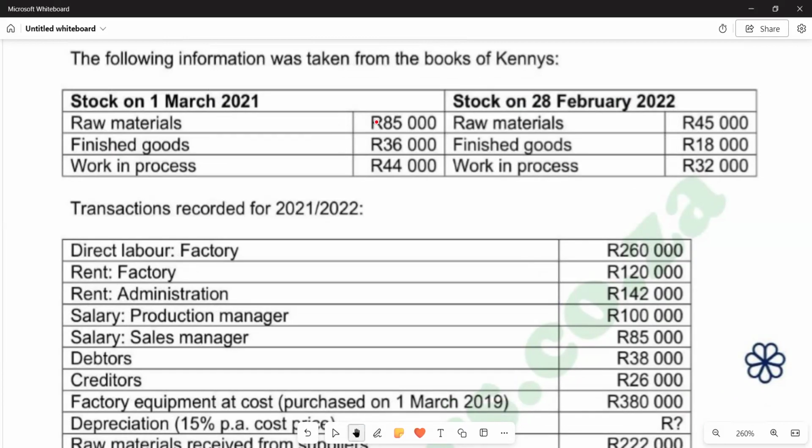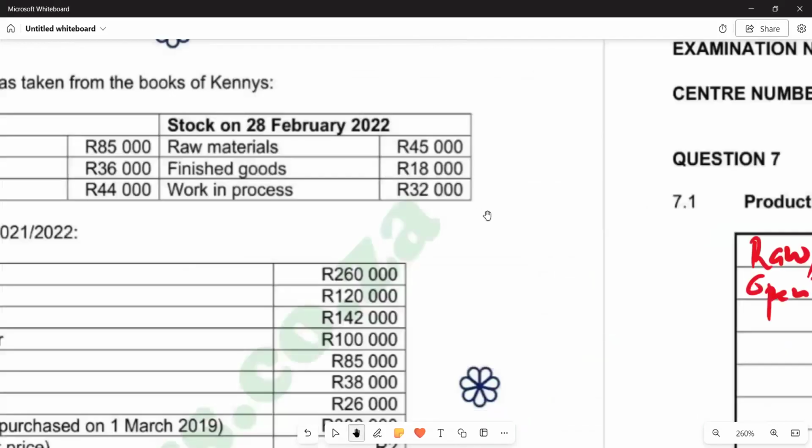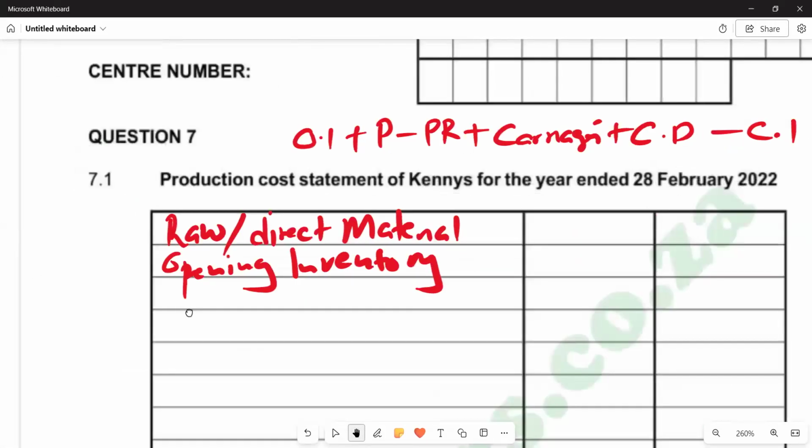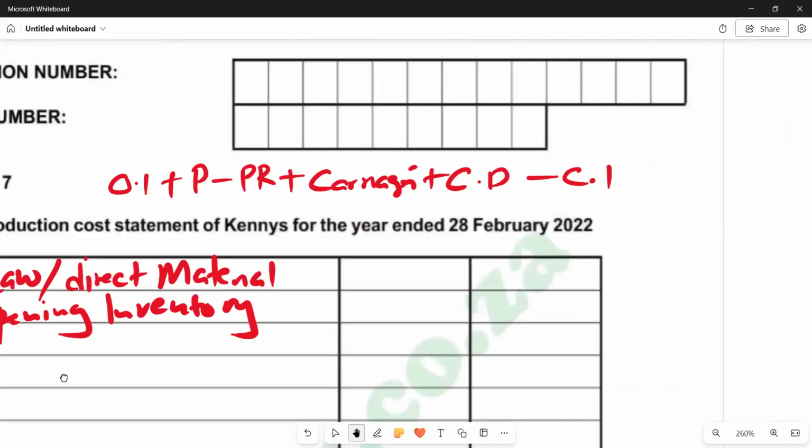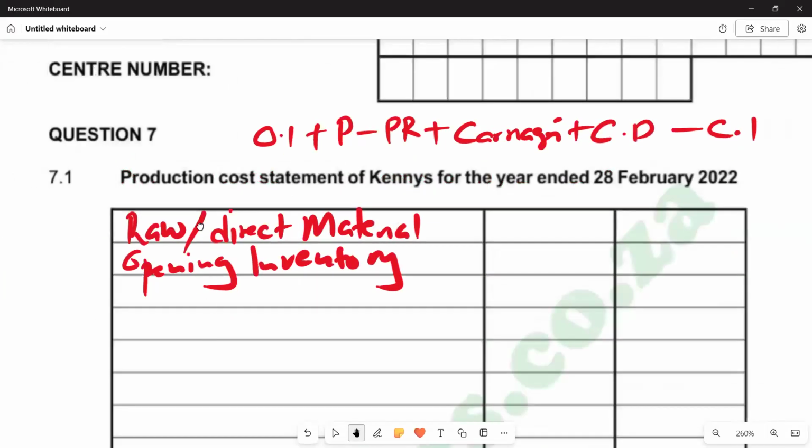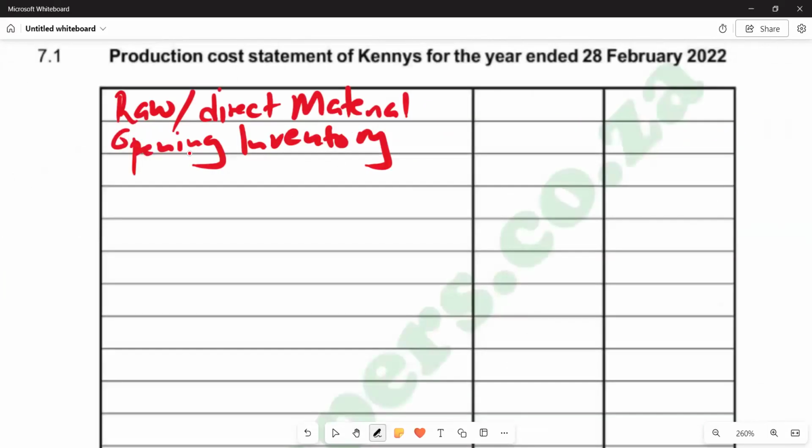So we go there and we are putting our 85,000. So this is what we have. You can put it in this column, which is 85,000. And then obviously you add our purchases, so you can just say plus purchases.